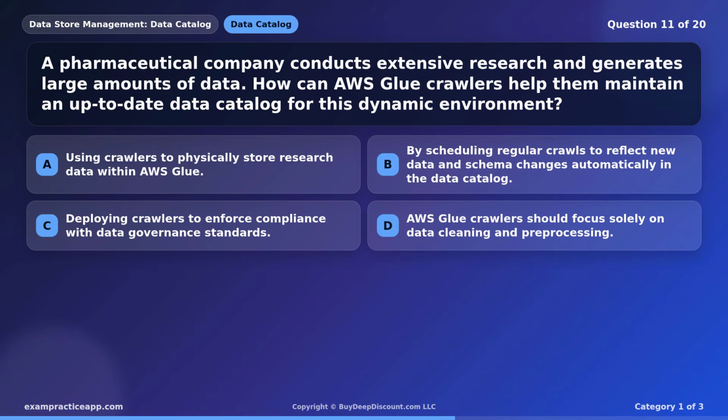Explanation. In a dynamic research environment, AWS Glue crawlers are invaluable for maintaining an accurate and current data catalog. By scheduling crawlers to run regularly, the company ensures that all new data and any schema modifications are automatically updated in the data catalog, facilitating seamless data management and accessibility.